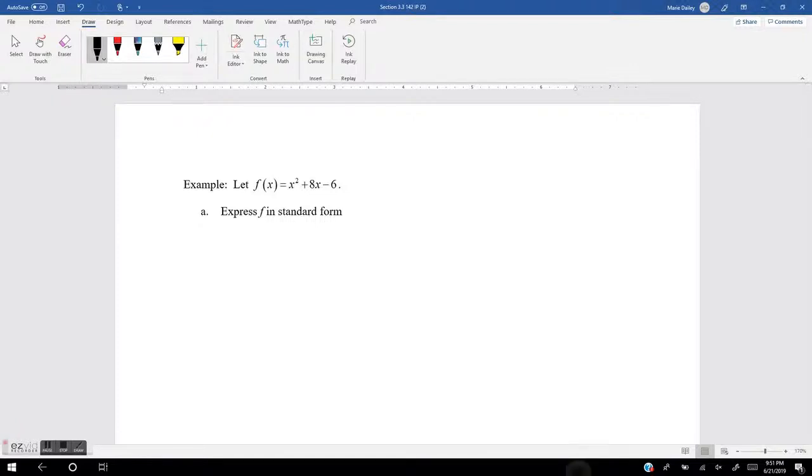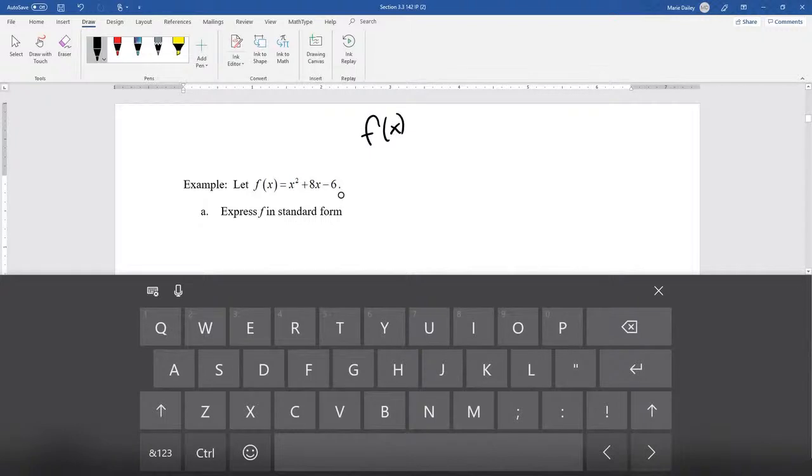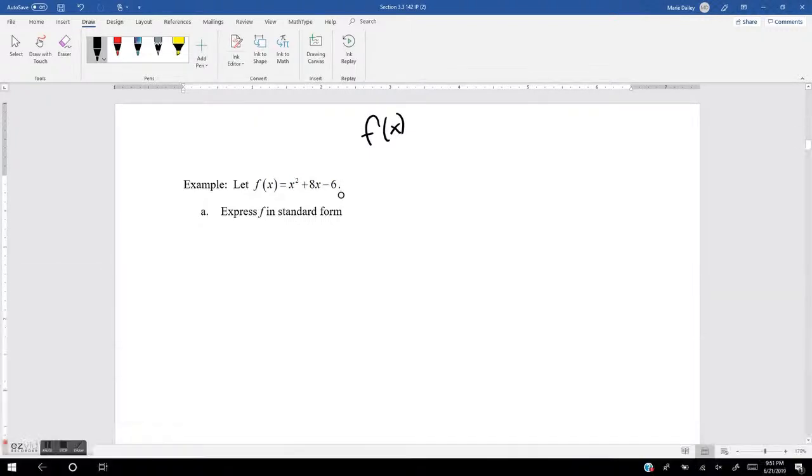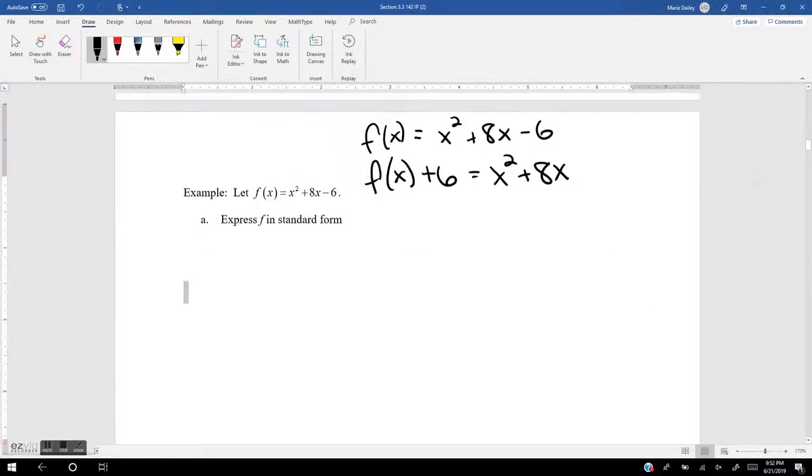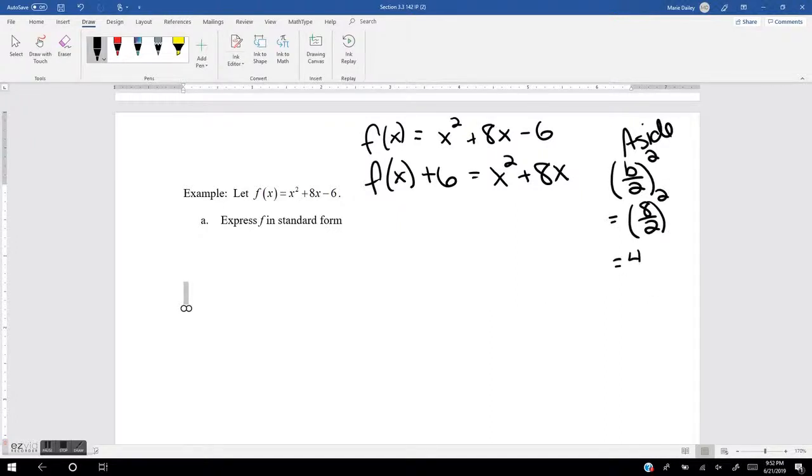Based on our completing the square procedure, I have here f of x equals my function, x squared plus 8x minus 6. Like we did in the completing the square video, I'm going to add 6 over to the other side to give me f of x plus 6 equals x squared plus 8x. Just like we did for typical completing the square, we're going to do the aside. When we do the aside, as you recall, that is going to be b over 2, squared. So that's the coefficient of x divided by 2, squared, which is 4 squared, which is 16.